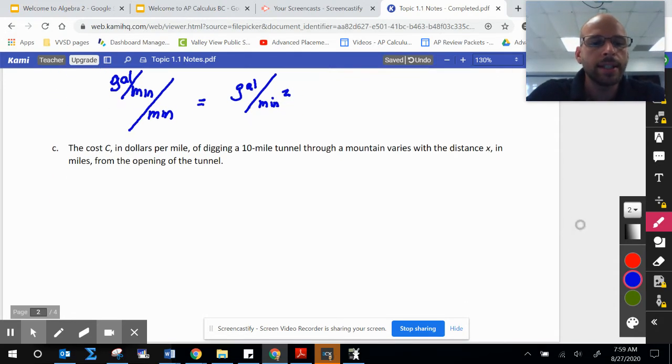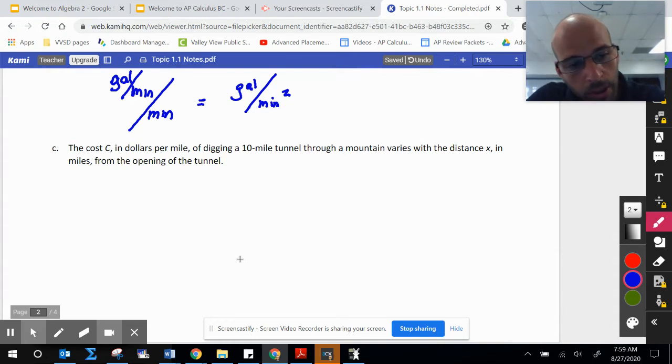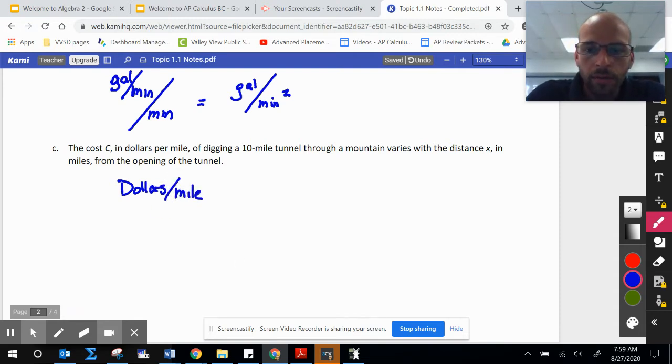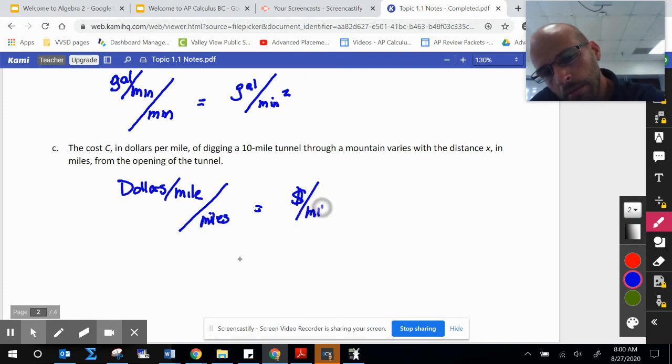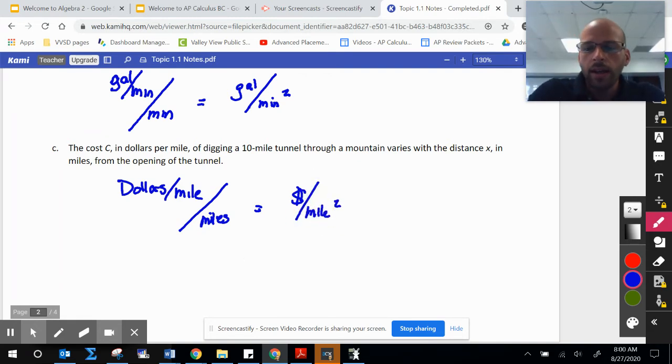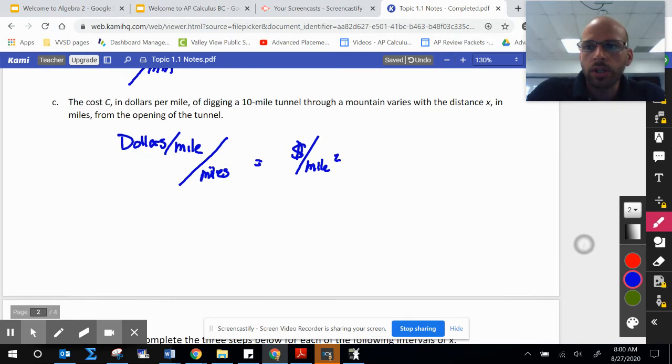So part C, the cost C in dollars per mile. So the output is in dollars per mile of digging a tunnel through a mountain, which varies with the distance x. So x is my input, and it's a measure of distance in miles. So I have to do it over the change of x, which is miles, and I get something like dollars per mile squared. Okay, so that's ultimately what my unit of measure would be.